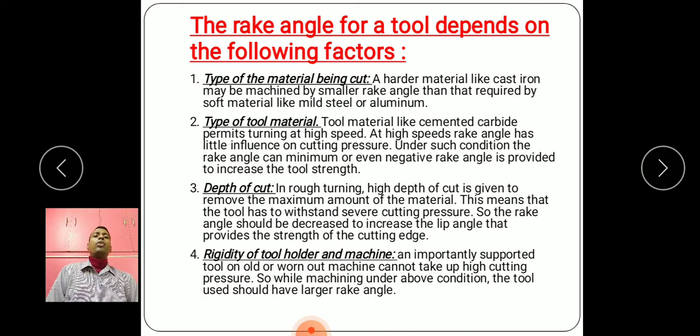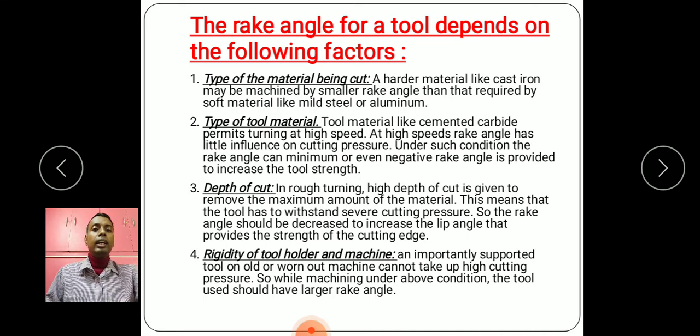Rake angle for a tool depends on the following factors: which material is being cut, what is the tool material, what is the depth of cut, and what is the rigidity. So a harder material like cast iron may be machined with a smaller rake than a softer material like mild steel. Tool material like cemented carbide permits turning at high speed. At high speed, rake angle has little influence on cutting pressure.